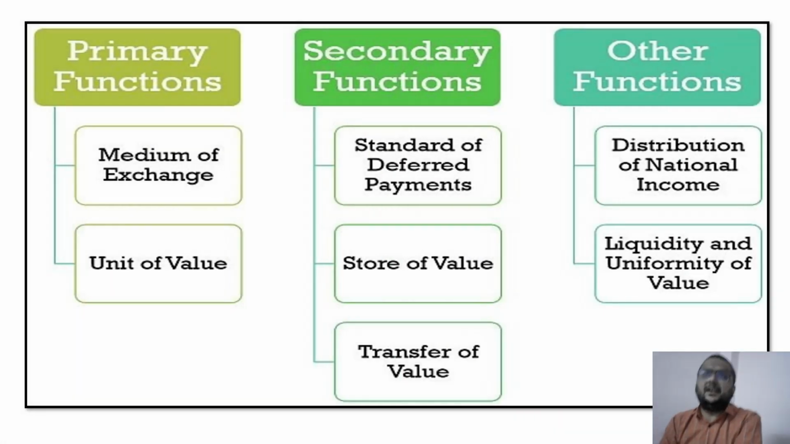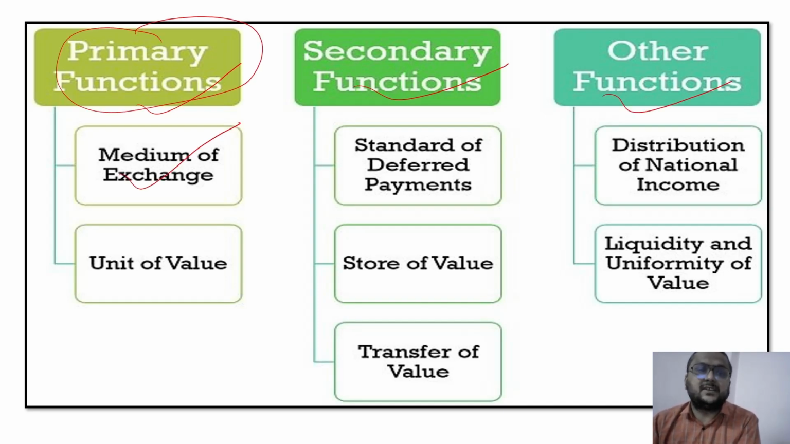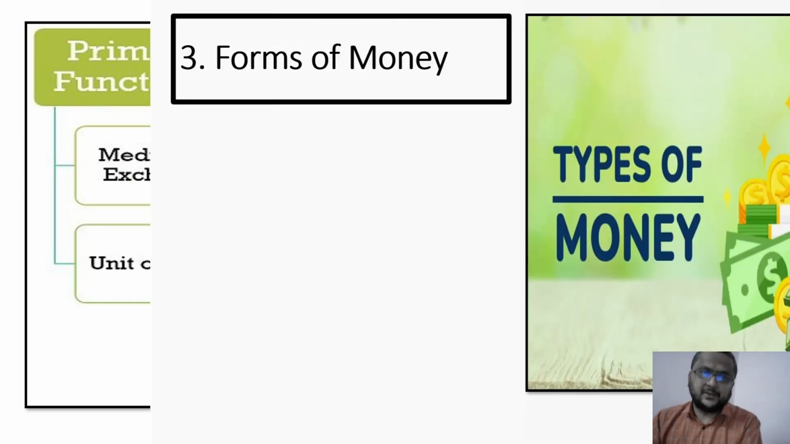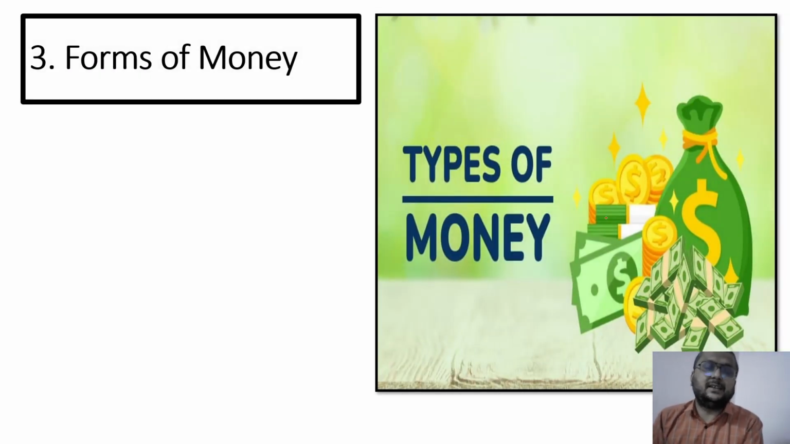Now, if you look at a different dimension, there are other functions of money like primary functions, secondary functions, and other functions. Medium of exchange and unit of value are the primary functions of money. Standard of deferred payment, store of value, and transfer of value are the secondary functions of money. Other functions are distribution of national income, liquidity and uniformity of value. So money has these functions, and because of that it became popular.